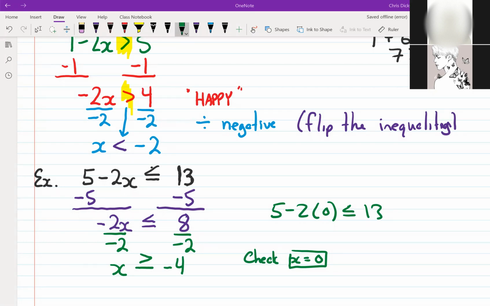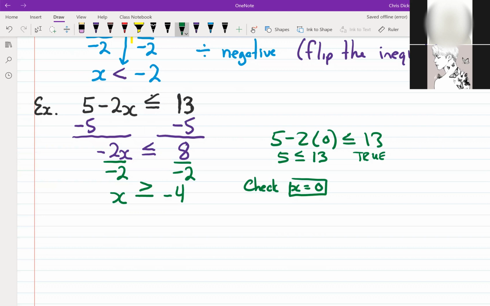So x being 0 makes this 5 is less than or equal to 13, and I think 5 is less than 13, so I guess that's true. So the only thing we have to be careful, I'm going to write this in notes now. So I guess it's important.